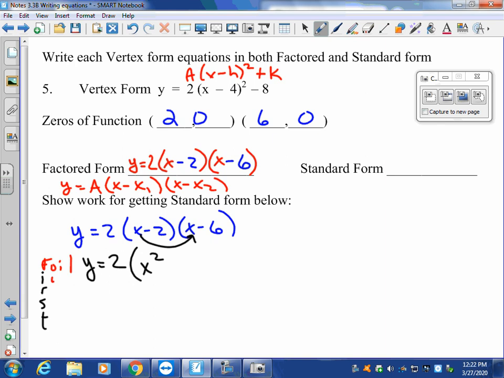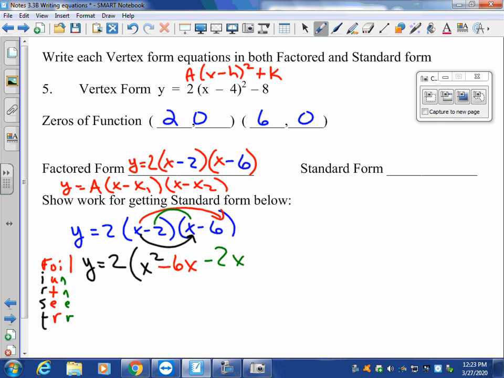Outer, that's going to be negative 6x because x times negative 6. Inner, negative 2x times x is negative 2x.